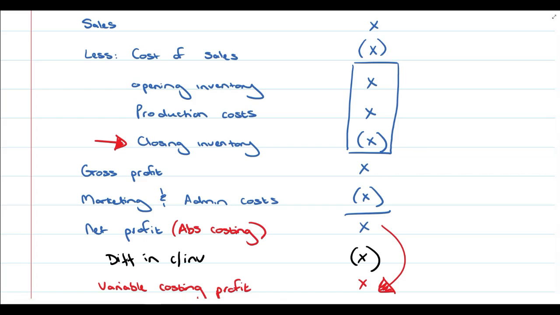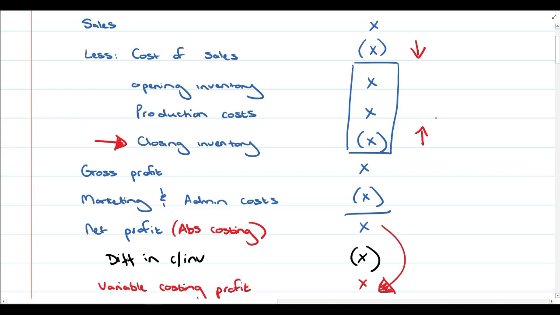Guys, if we are using absorption costing, that means that both fixed and variable manufacturing costs are included in the value of inventory. So if absorption costing is used, closing inventory will be higher than what it is if variable costing is used. Because if variable costing is used, we'll only include variable manufacturing costs in the value of inventory. With absorption costing, we also include fixed manufacturing costs. So with absorption costing, closing inventory will therefore be higher. Now, when we calculate cost of sales, we deduct closing inventory. So if closing inventory is higher, that means cost of sales is going to be less.